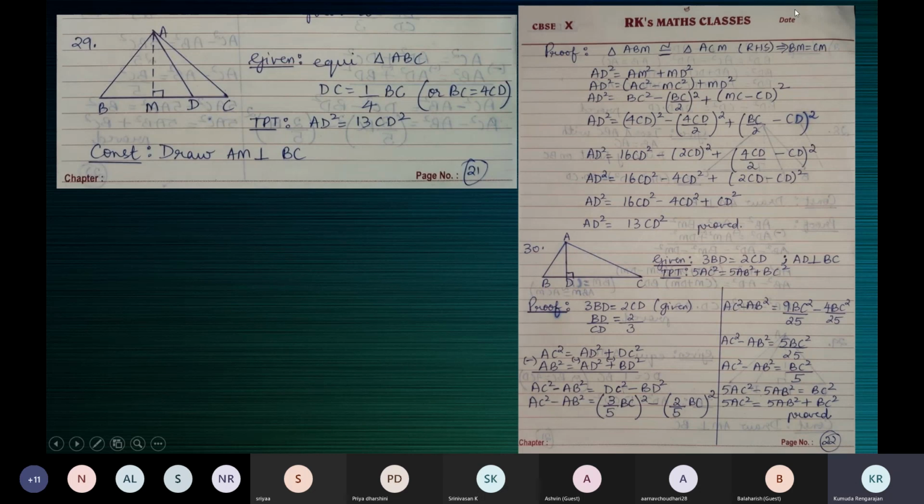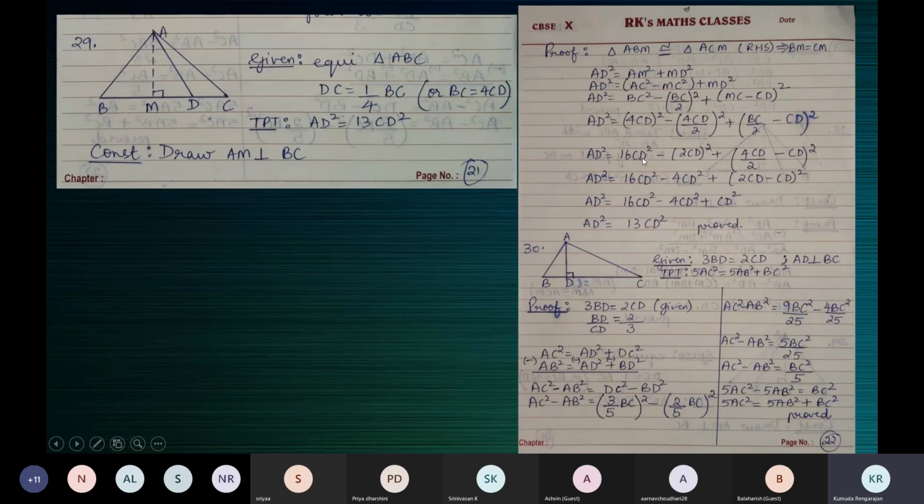All right, children, that's all it is. So BC should be written as 4 times CD. Wherever there's BC, write 4 CD. Where there's MC, write it as BC by 2. And further, BC is 4 times CD. So you can see here BC square is 4 CD the whole square, and this MC is BC by 2 minus CD the whole square. Don't change CD because we want CD in the final result.